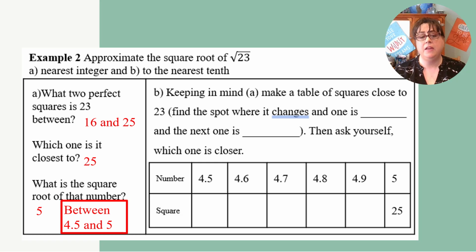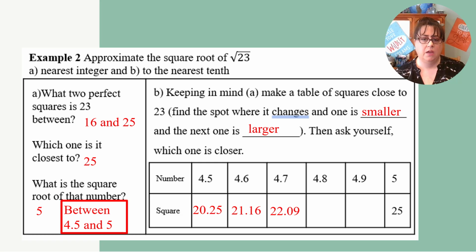So keeping in mind our answer to A, we're going to make a table of squares close to 23. And what we're going to do is we're going to find a spot where it changes and is one smaller and the next one is larger. And then we ask, what is it closer to? And we are going to hand do some of these answers. So 4.5 times 4.5, and I've done them for us already, is 20.25. Not very close to 23, so I'm going to keep going. 4.6 times 4.6 is 21.16. Again, not very close, so I'll keep going. 4.7 times 4.7 is 22.09. We're getting closer.